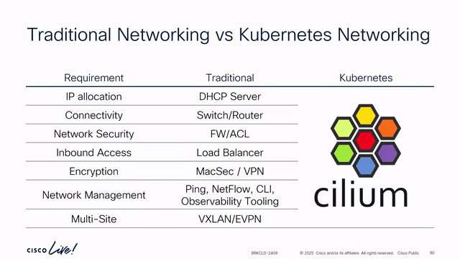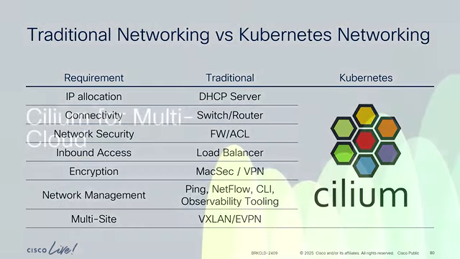So in our traditional world, we have lots of requirements: IP allocation, connectivity, network security, encryption management, and we have various different tooling that can do this, right? Whether it's a DHCP server, switch, router, firewall, load balancer. Cilium aims to be, and I would say does very successfully, all of these jobs within Kubernetes. So you might have heard of things like MetalLB, kube-proxy. Basically, Cilium said, look, you don't need those. We can do those all for you. So it's a bit of a consolidation of the tool chain in Kubernetes.